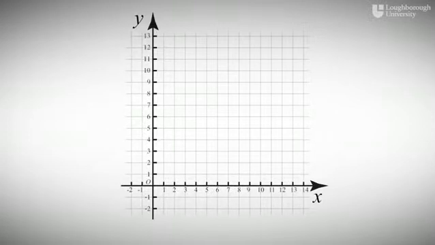Suppose an experiment has been performed and pairs of values, x and y, have been found and plotted. Suppose the graph looks like the one shown here. Let us see how we can calculate the equation of the line.